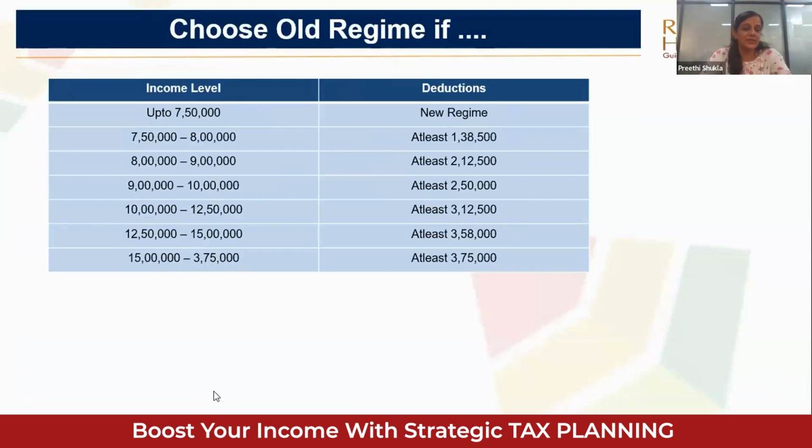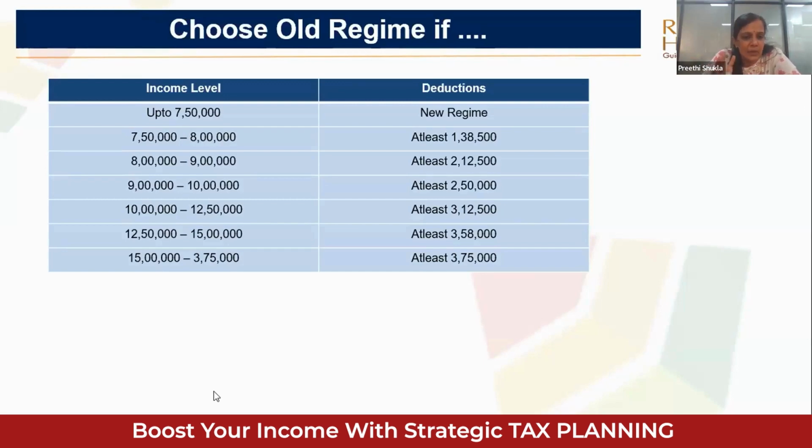Sorry, because of the initial inconvenience, we are not able to show you some live examples which we had kept ready. But if somebody is interested, please write to us and we will share it. We will also share the calculator. So if your income is between 8 lakhs and 9 lakhs, just as an example, if you have not managed deductions plus exemptions, that is 80C, 80D, or some other exemptions, everything put together of at least 2,12,500, please go in for the new regime. Similarly, for someone in the 12 lakh 50,000 to 15 lakh bracket, if you have not been able to manage at least 3 lakh 58,000 of deductions and exemptions, please go in for the new regime.